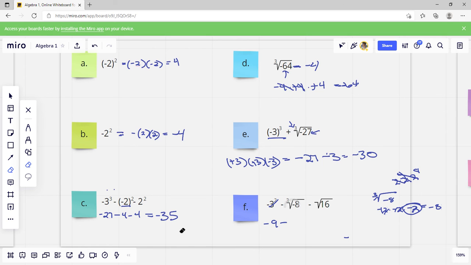That negative's on the outside. No, there's one on the inside. So that turns that into +2 minus square root of 16, which would be 4. So that means I'm going to have -9, -8, which would be 8 and 8 is 16, -17, plus 2, which would equal -15.